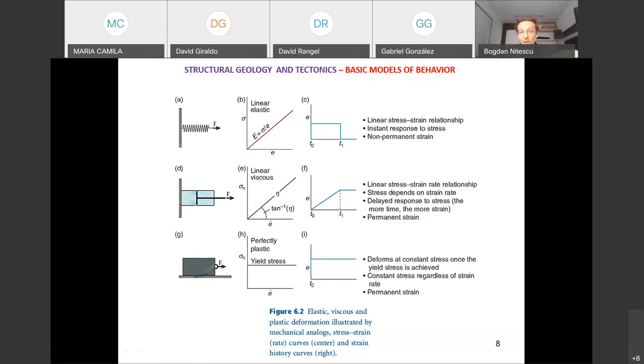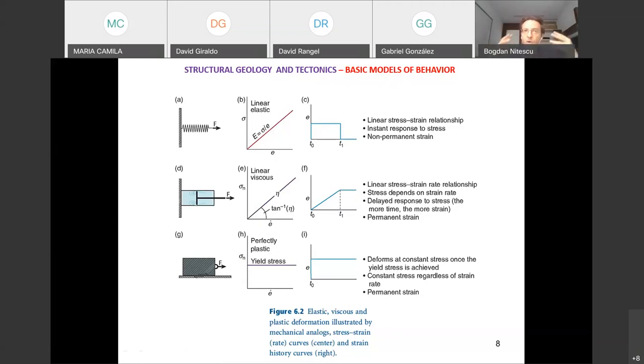Once you exceed it, you can pull it. So you see the perfectly plastic material: once you get to a certain value of stress, which is called the yield stress, you start moving in this mechanical analog. So you start deforming. Again, you have a strain right here. Now, for the plastic materials, you have a more complex constitutive equation, but that's the idea. And it's permanent strain.